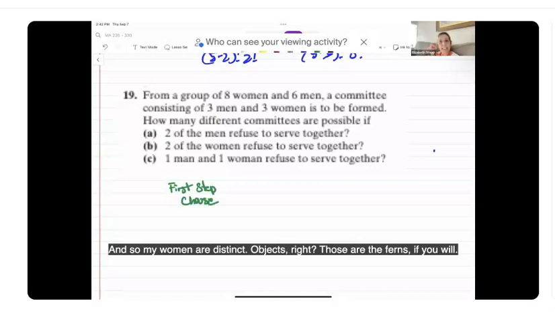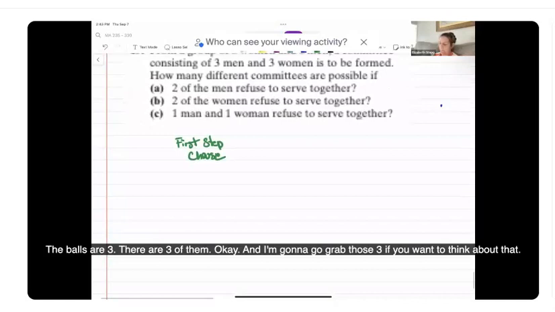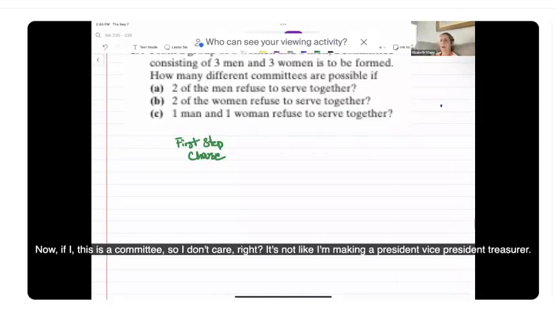And so my women are distinct objects, right? Those are the urns, if you will. The balls are 3. There are 3 of them. And I'm going to go grab those 3, if you want to think about that. And do I care about the order of these balls? No, this is a committee, so I don't care. It's not like I'm making a president, a vice president, a treasurer. I'm just going to have 3 women on that committee. And I can't repeat them, right? Once I use up a woman, I gotta grab the others from the rest.